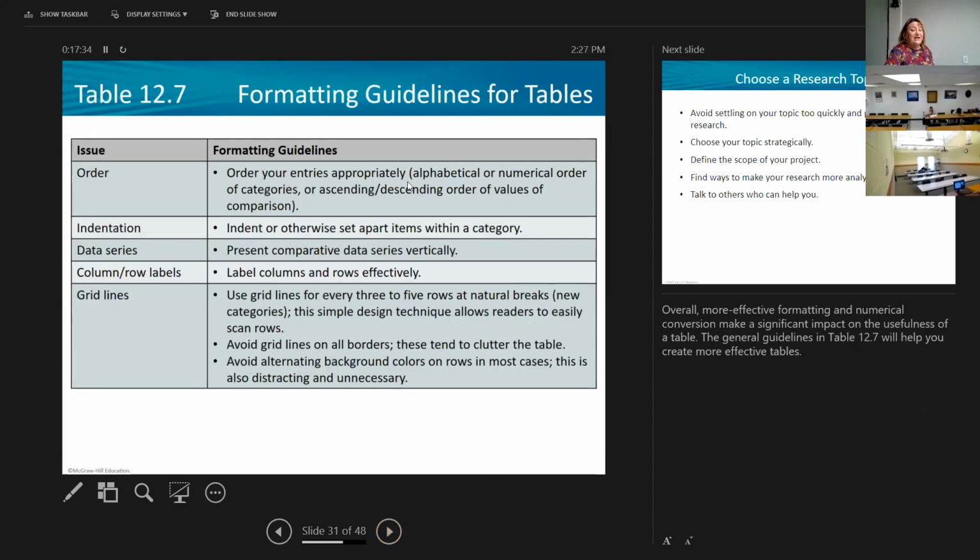Okay, so make sure when you're doing tables that you do order things appropriately, and indent to set apart things. If you're comparing data, do that vertically. Make sure your columns and rows are labeled effectively, and use grid lines every so often just to break the chart up so that it's easier to read.